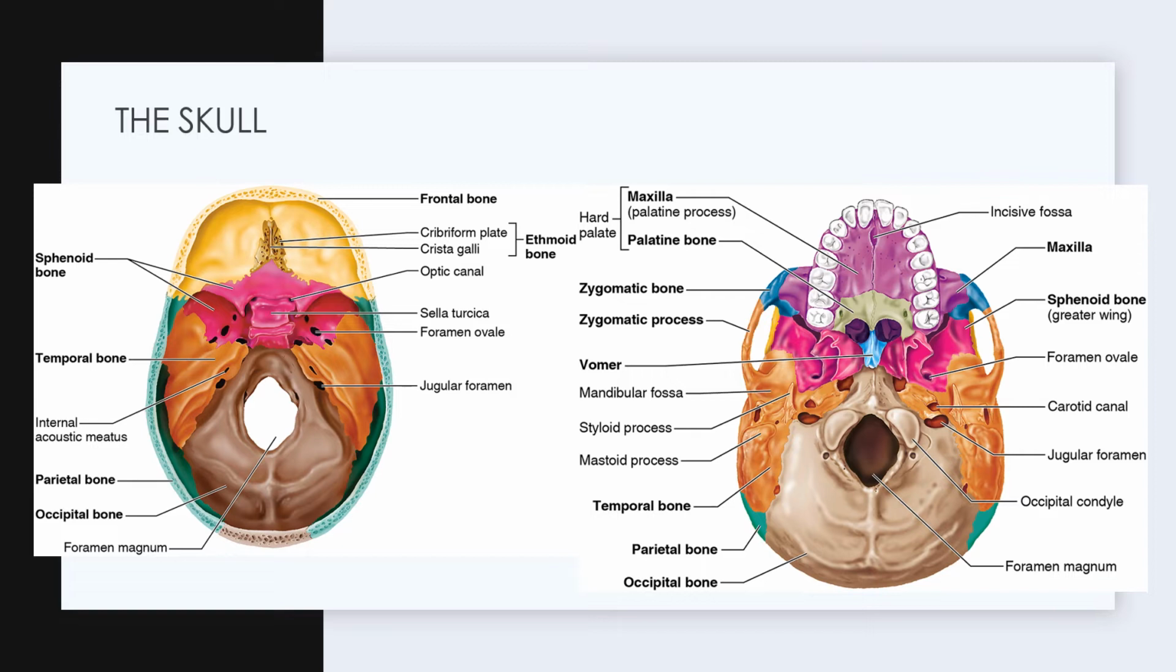Anterior to the jugular foramen is the skull's inferior aspect. On the skull's inferior aspect is the carotid canal. This is where your internal carotid artery runs, which supplies your oxygenated blood to most of the brain.